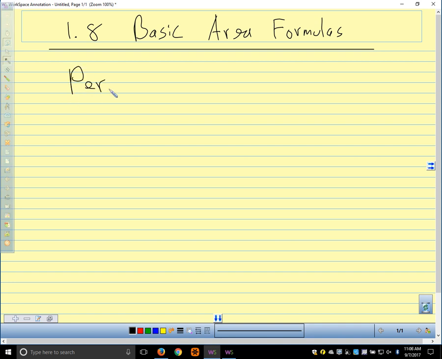So when we say perimeter of some shape, what do we mean? What are we talking about? Yeah, how far around the outside? So that's going to be just fine for our idea for perimeter.